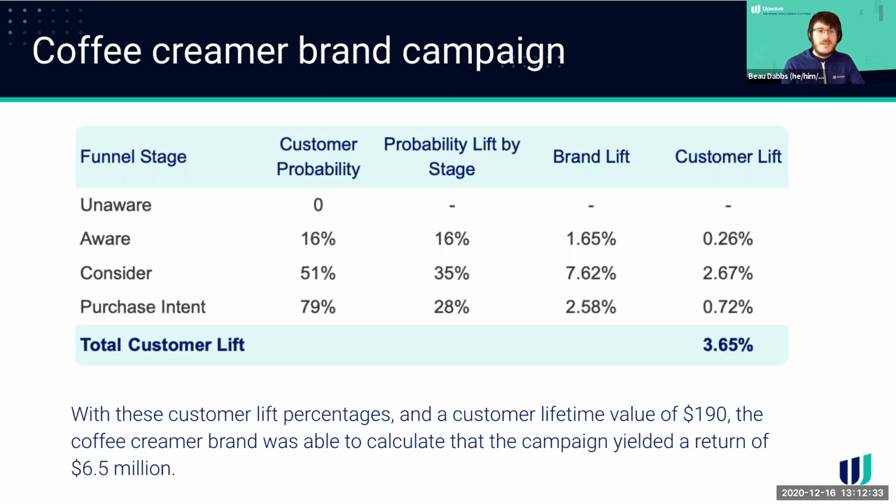purchase. And so if we look at the brand lift metrics for this campaign, we see that the brand was able to make large gains, particularly in consideration. And this led to a large amount of customer lift. So using a lifetime value of $190 for a coffee creamer customer, this campaign was estimated to have a return of $6.5 million. So they were able to get a larger return because they were able to make lifts in the spot that was going to give them the most return on customer lift.